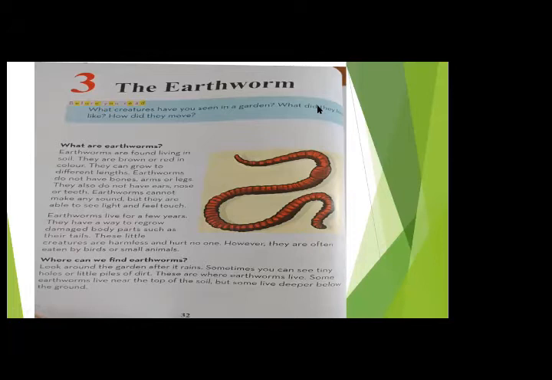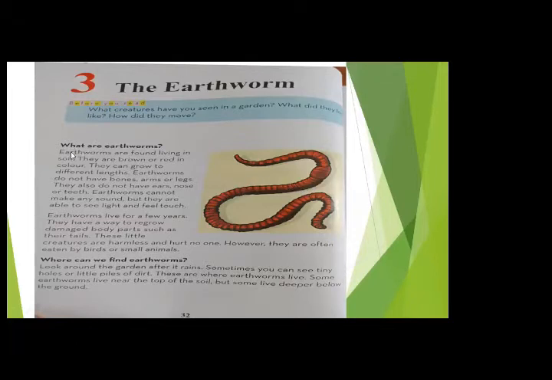Put your finger on your book and listen very carefully. Number one, what are earthworms? As I have told you, worms are categorized into three. One, flat worms, second, round worms, and third, segmented worms. And I have told you that the earthworm is a segmented worm. You can see different segments in this picture in your book. It's not round, it's not flat, but there are segments.